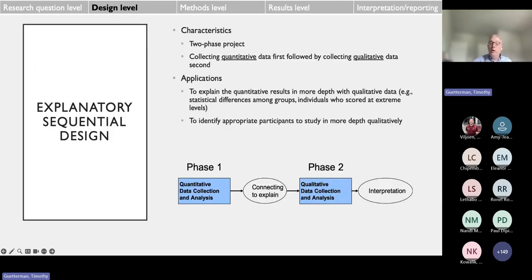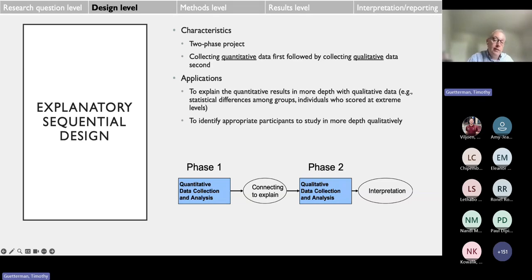We also have a couple of sequential designs that we could think about, and I'll start with explanatory sequential. This is at least two different phases by definition, where we start quantitatively. We collect quantitative data and analyze it, and that's what this first box is. Then we use that in a systematic way to plan this qualitative follow-up phase, phase two, for the intent of better explaining, unpacking, or understanding those initial quantitative results. And then we integrate as we're making an interpretation.